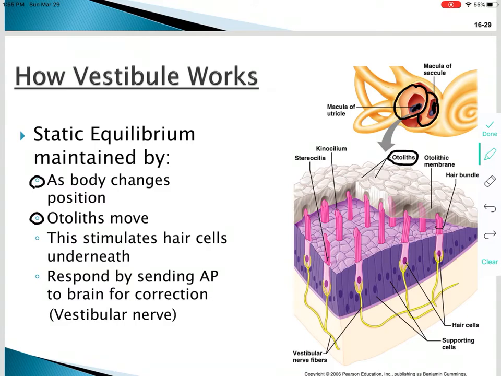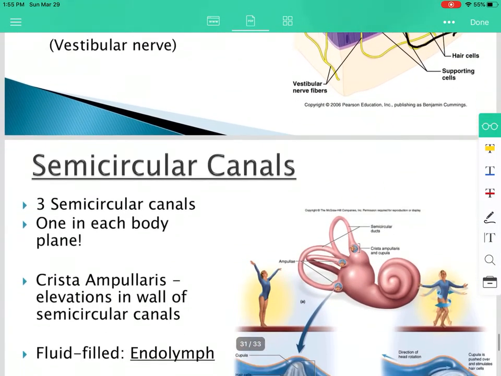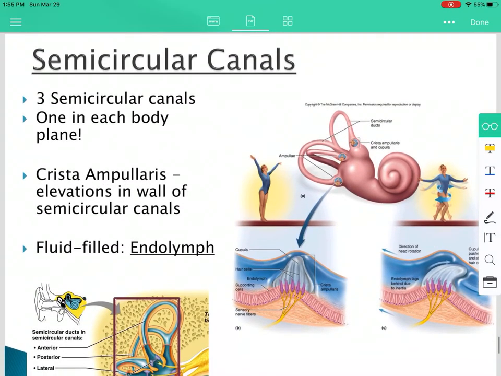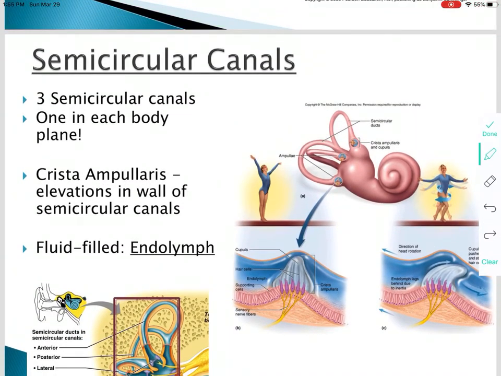So as you move, the otoliths move. If you take a jar and put some stones in it and you turn the jar upside down, don't the stones move? Yes. So as you move, the otoliths move. And these hair cells underneath sense the otoliths moving. And then these cells can send information to the brain about that movement. And that's how you know that you are at an abnormal position, and hopefully you can correct yourself. All right, really cool stuff.